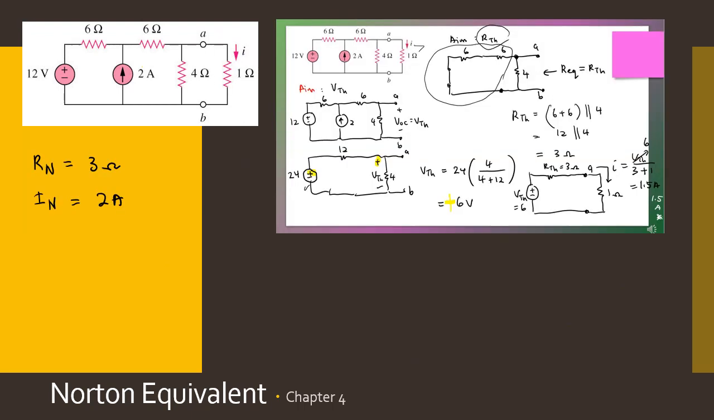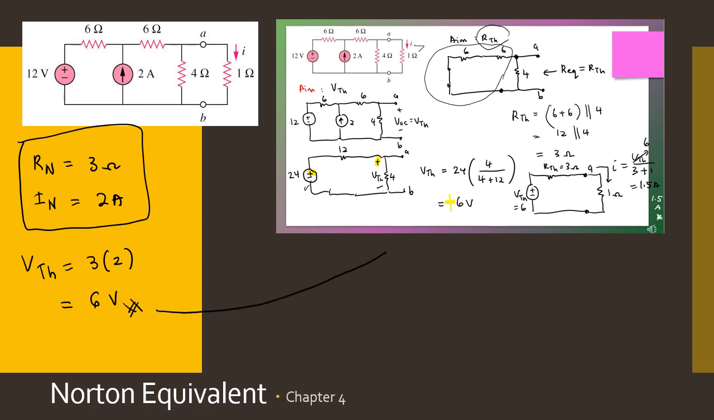And from the previous calculation, we get this result. Okay, so what is V Thevenin? You can calculate this to verify your answer. 3 times 2, because IN times RN, so you will get 6 volt, which is equal to what you already calculated in your previous method, Thevenin equivalent. So this verifies that your Norton current and Norton resistance both are correct.